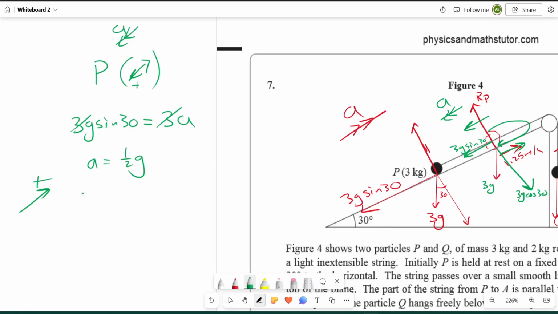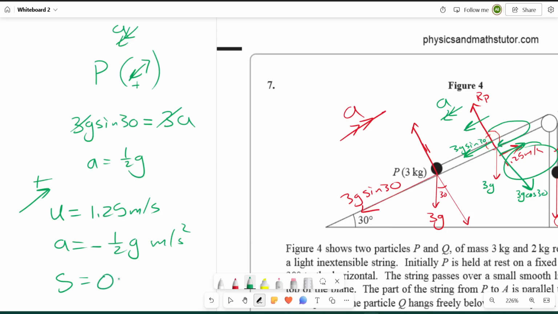So what do I have for P? My initial velocity is going to be 1.25, and it's positive because it's in my positive direction as shown over here. So u is 1.25 meters per second. Now my acceleration is in the other direction, so it's going to be negative, and we calculated it as negative half of g meters per second squared. I want the displacement to come back to this position, so I want to find when the displacement is 0.